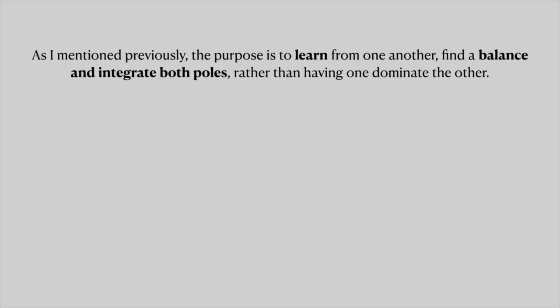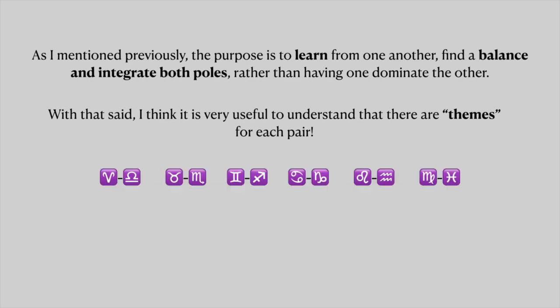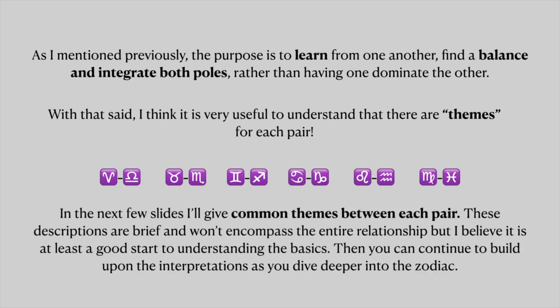As I mentioned previously, the purpose is to learn from one another, find a balance, and integrate both poles rather than having one dominate the other. With that said, I think it is very useful to understand that there are themes for each pair. In the next few slides, I'll give common themes between each pair. These descriptions are brief and they won't encompass the entire relationship, but I believe it is a good start to understanding the basics. Then you can continue to build upon the interpretations as you dive deeper into the zodiac.